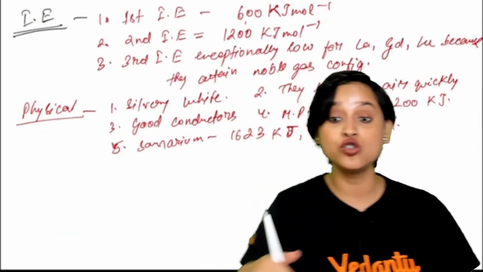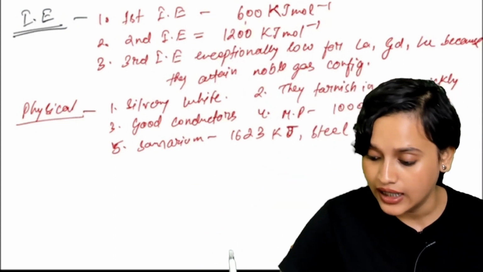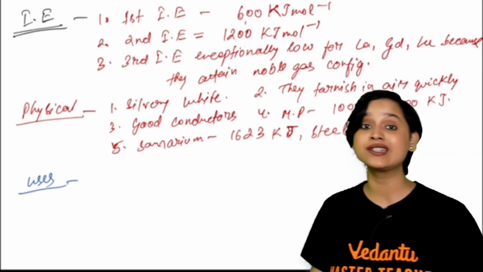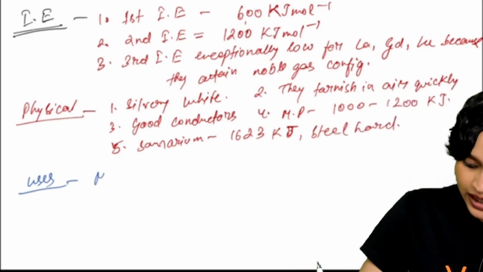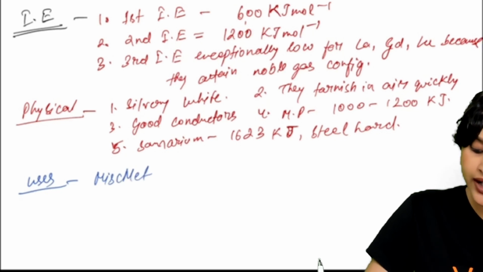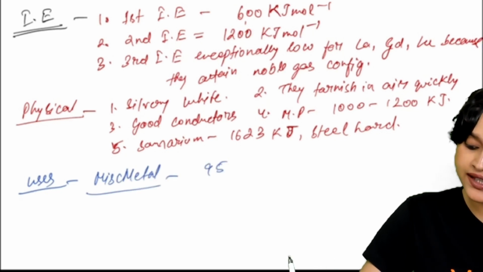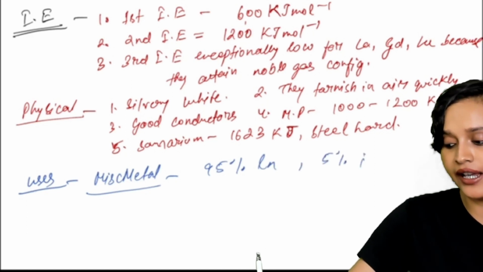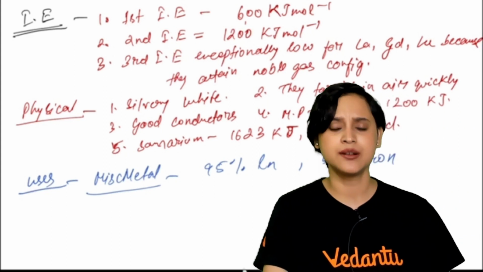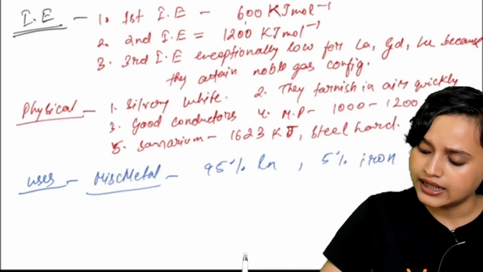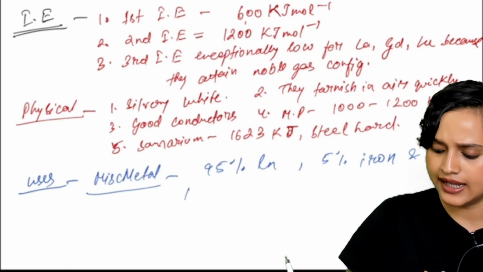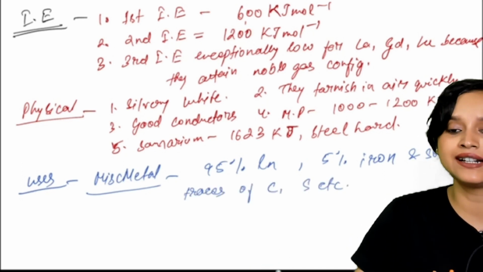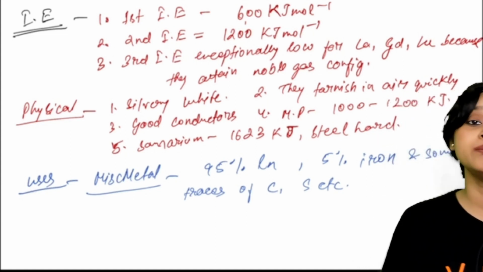Now, can we go to their uses? Yes, what are the uses? Where are these metals used? They are used in something called mish metal, which you will find in your NCERT as well. Mish metal basically has 95% lanthanoids and 5% iron, and some traces of carbon, sulfur, etc. It is used in petroleum cracking.